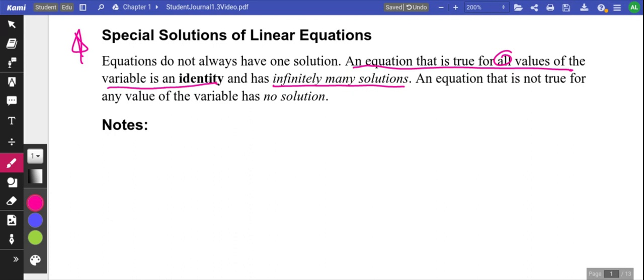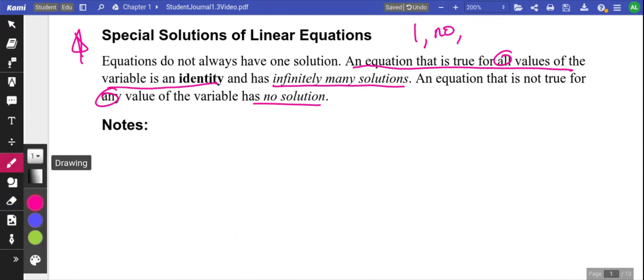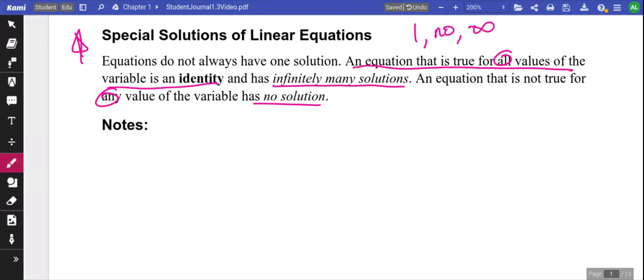An equation that is not true for any value of the variable has no solution. So for linear equations, which are the type we're doing right now, it can have one solution, no solution, or it can have infinitely many solutions. We've just done a couple that have one solution. You're used to seeing problems that have one solution, but let's look at one here that has no solution.